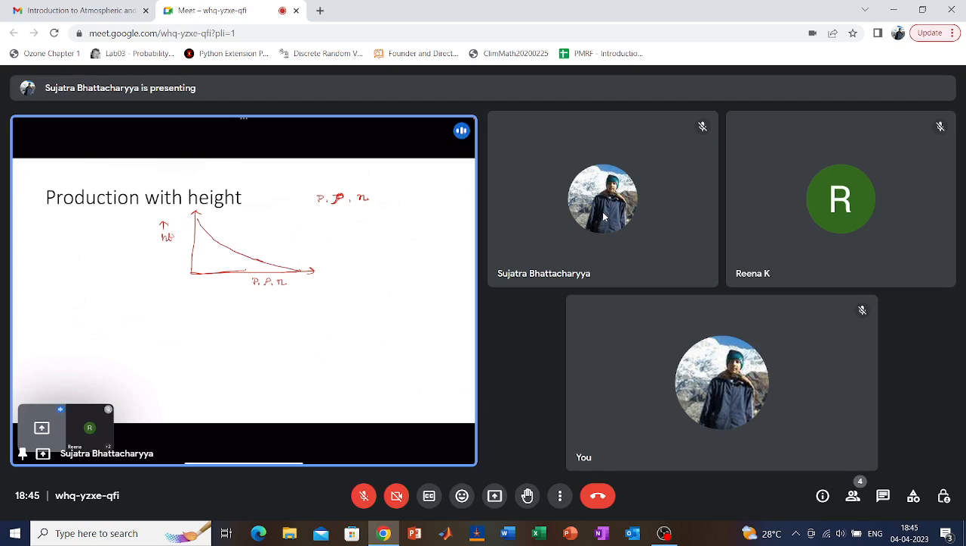It is always an exponentially decaying function, because P is equal to P naught e to the power minus z by H. Similarly, rho will be equal to rho naught e to the power minus z by H, and n is equal to n naught e to the power minus z by H. So from the surface to the top of the atmosphere, as we go higher and higher up, of course, there is an assumption that it will be an isothermal atmosphere. Then only this formula is valid. Otherwise also there will be a decrement, but with a power based on the lapse rate, which we have seen.